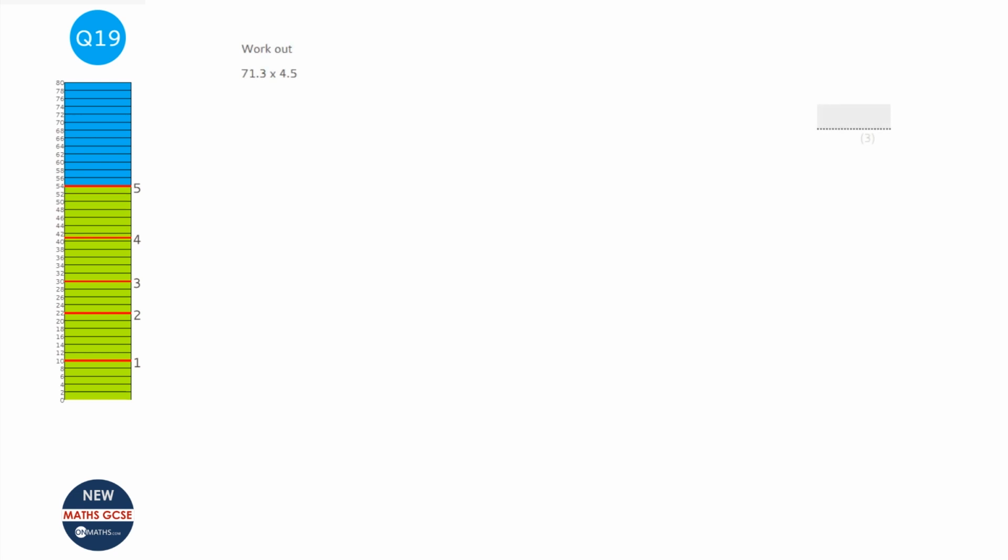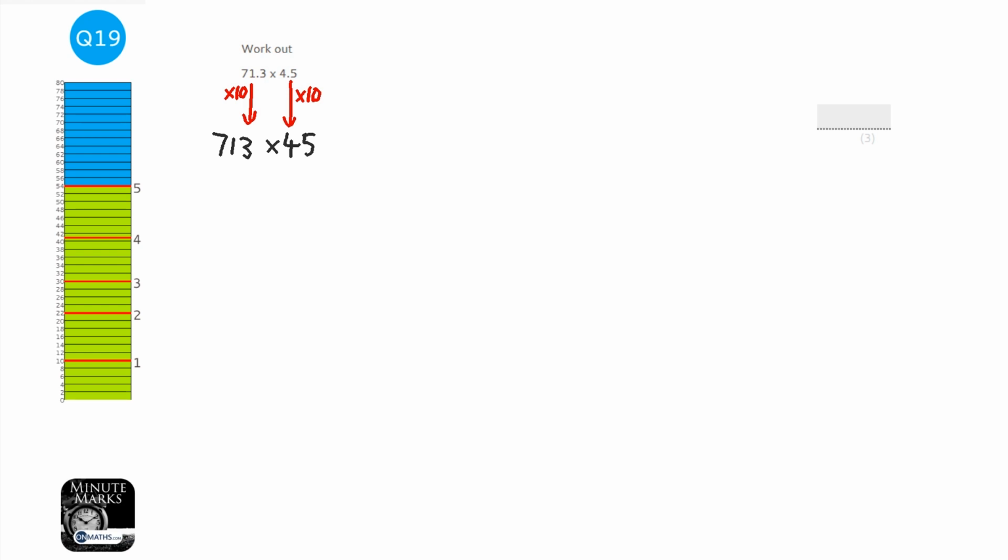Okay, so for this question, the first thing we're actually going to do is convert these into easier numbers to deal with. So I'm going to times this left hand one by 10 and times this right hand one by 10. So we actually end up with whole numbers, which are much easier to multiply. I've just got to remember to turn them back at the end.